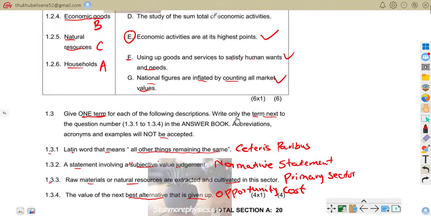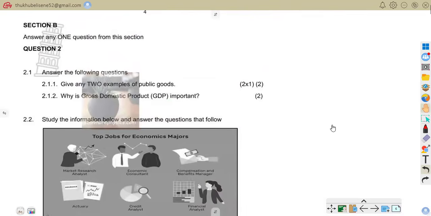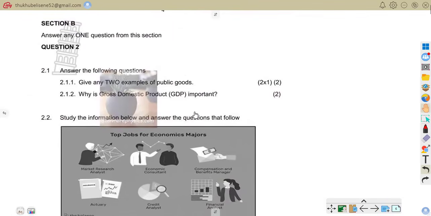Let us move on to question 2, section B. So here we are on question 2, section B, which says answer any one question from this section. But like I've said, we are going to attempt both of question 2 and 3. So we are on question 2.